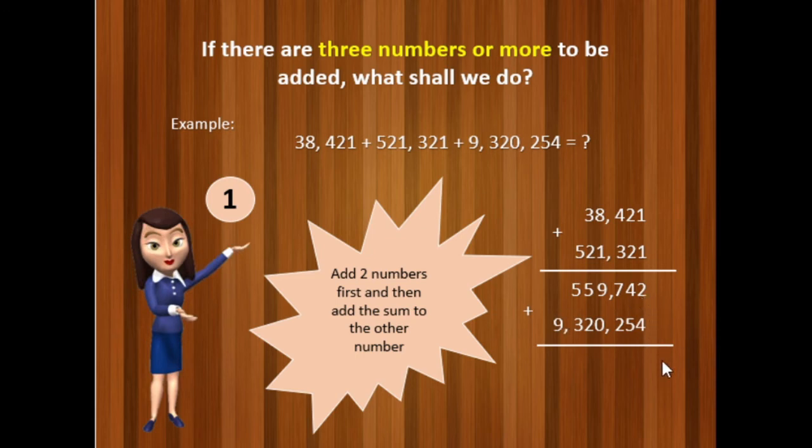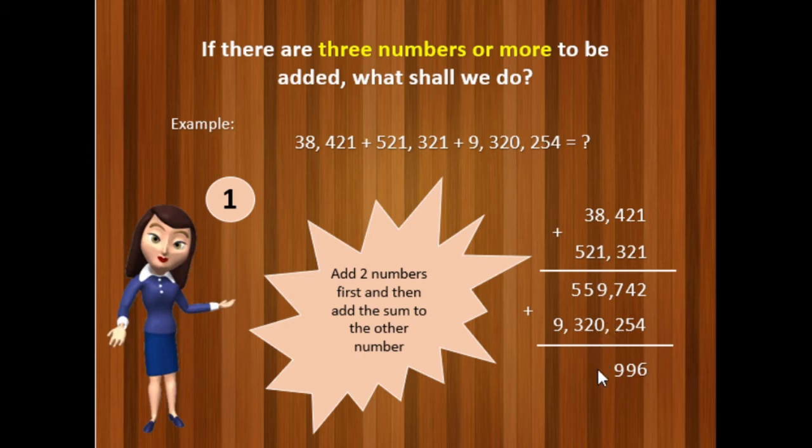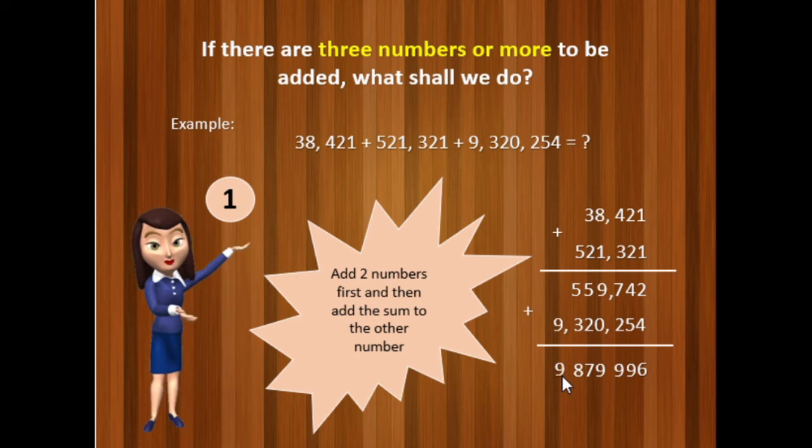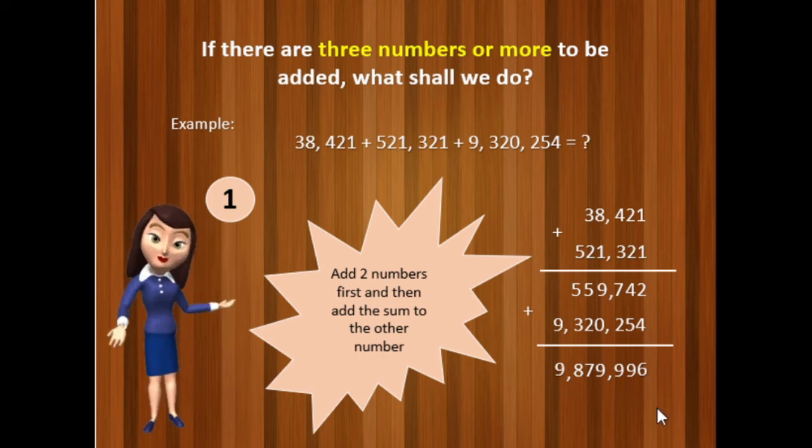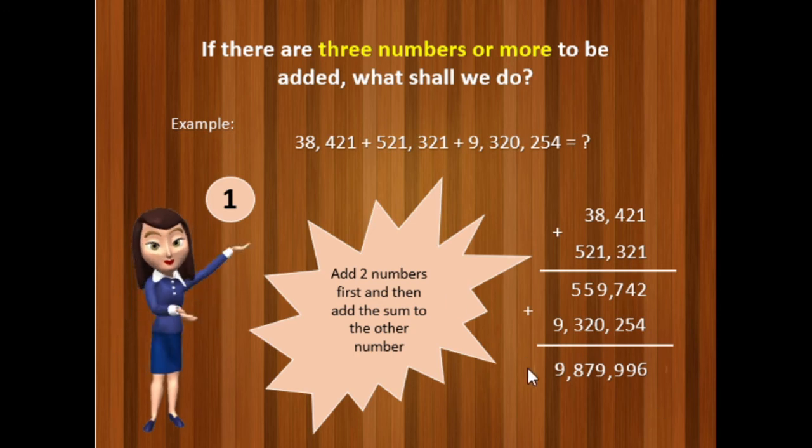2 plus 4 equals 6. 4 plus 5 equals 9. 7 plus 2 equals 9. 9 plus 0 equals 9. 5 plus 2 equals 7. 5 plus 3 equals 8. And bring down 9. Our answer for this method is 9,879,996. Let us see if we have the same answer when we do the second method.